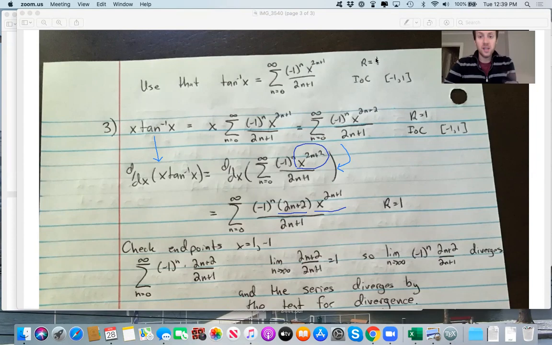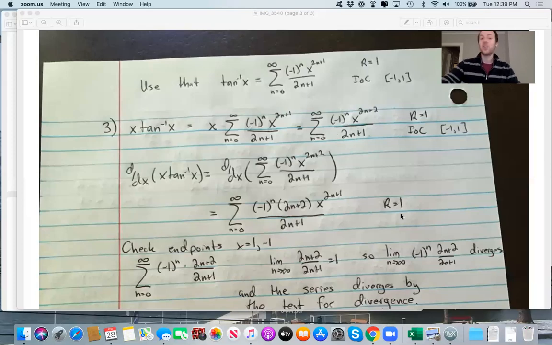And when we do this, so this is the series for the derivative, and the radius stays the same. So the original series, the one we started with, had radius 1. If we differentiate it, the radius is still going to be 1. The problem is when you differentiate it, the endpoints might change.